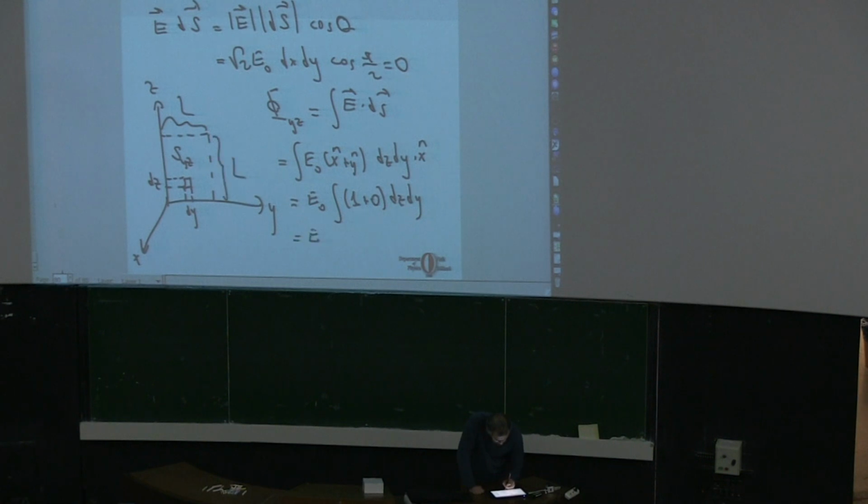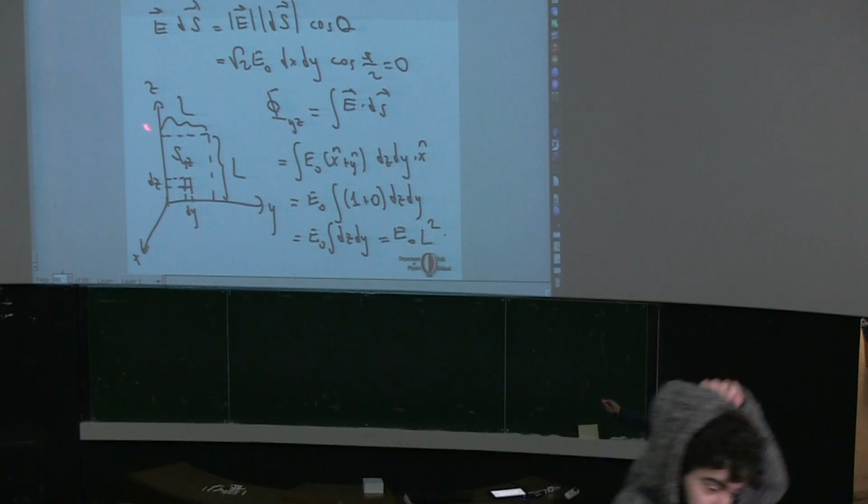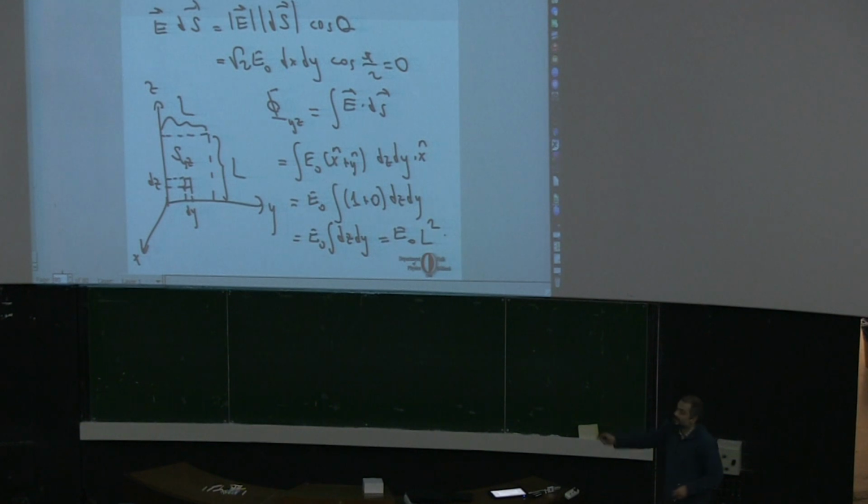So this is E0 dz dy, but this integral dz dy is nothing but the area of this very small patch. We are summing over all of these small patches, but that gives me the total area. So this integral is nothing but E0 times L squared. This is the flux, the electric flux that goes through this area in the YZ plane.